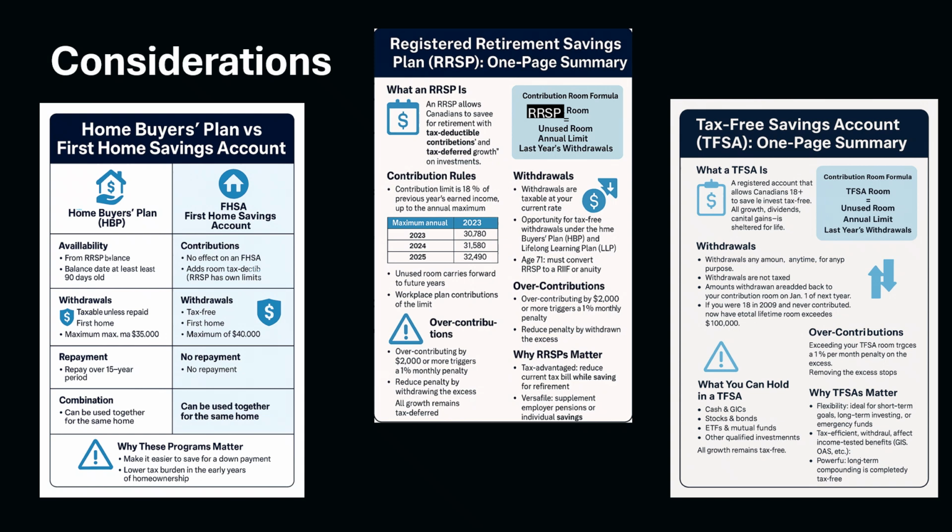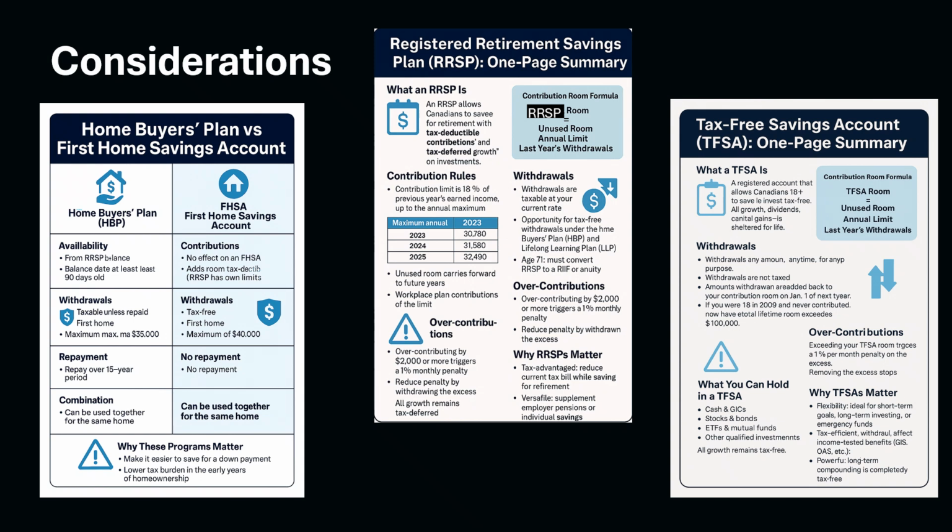Before we build any kind of financial plan, we need to understand the tools available to us. In Canada, there are several government-supported programs designed to help you save money, reduce taxes, and reach major financial goals like buying a home or preparing for retirement. Today, we're going to look at 4 of the most important ones. The Home Buyer's Plan, the First Home Savings Account, the RRSP, and the TFSA. Each one has a specific purpose, and when you use them strategically, they can dramatically improve your financial outcomes.